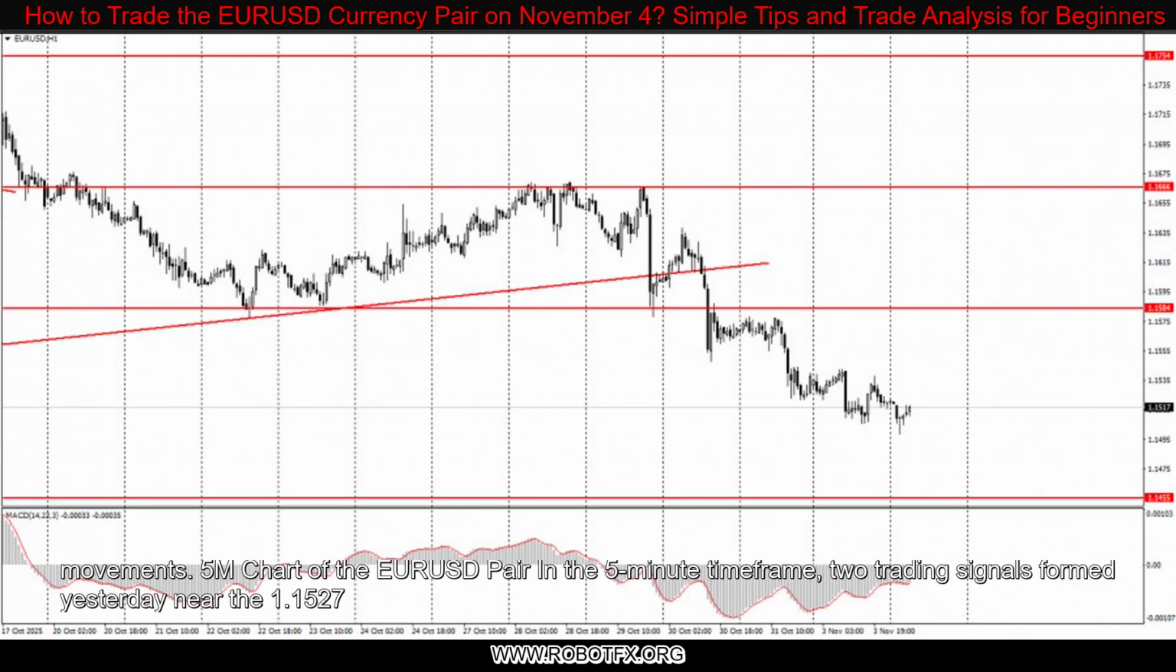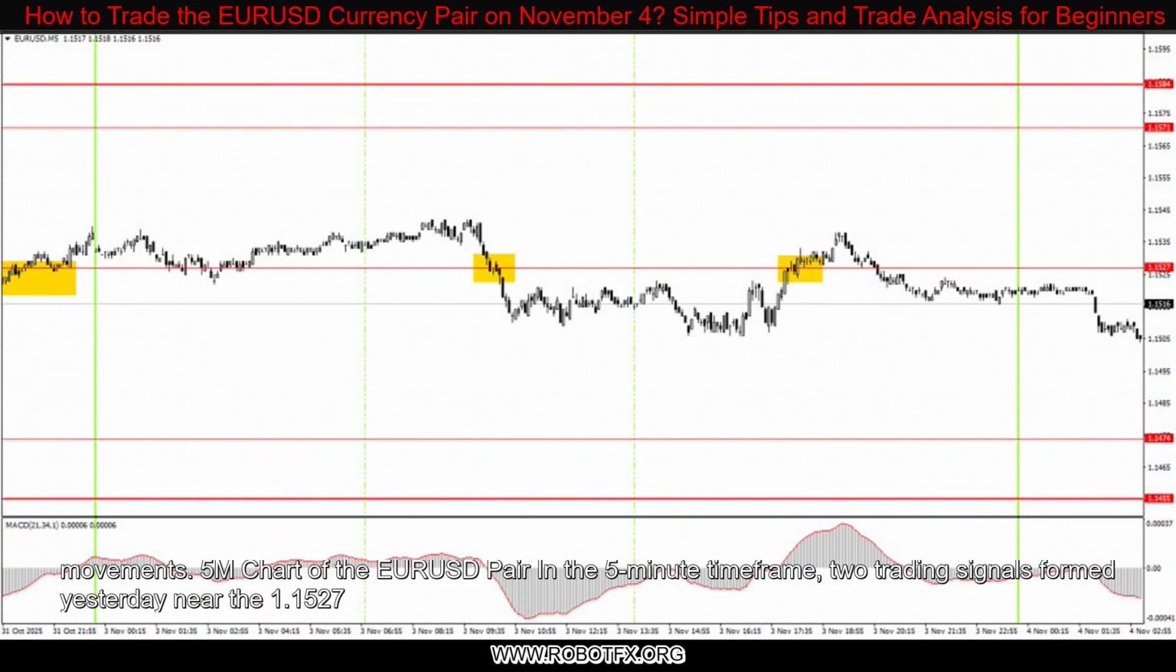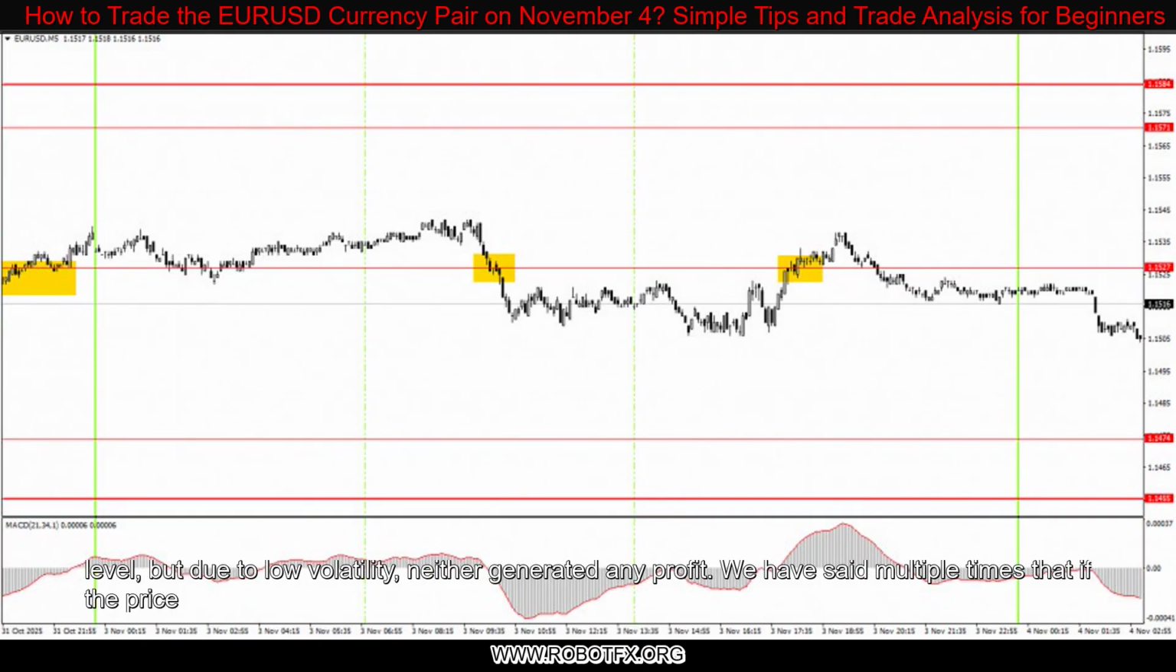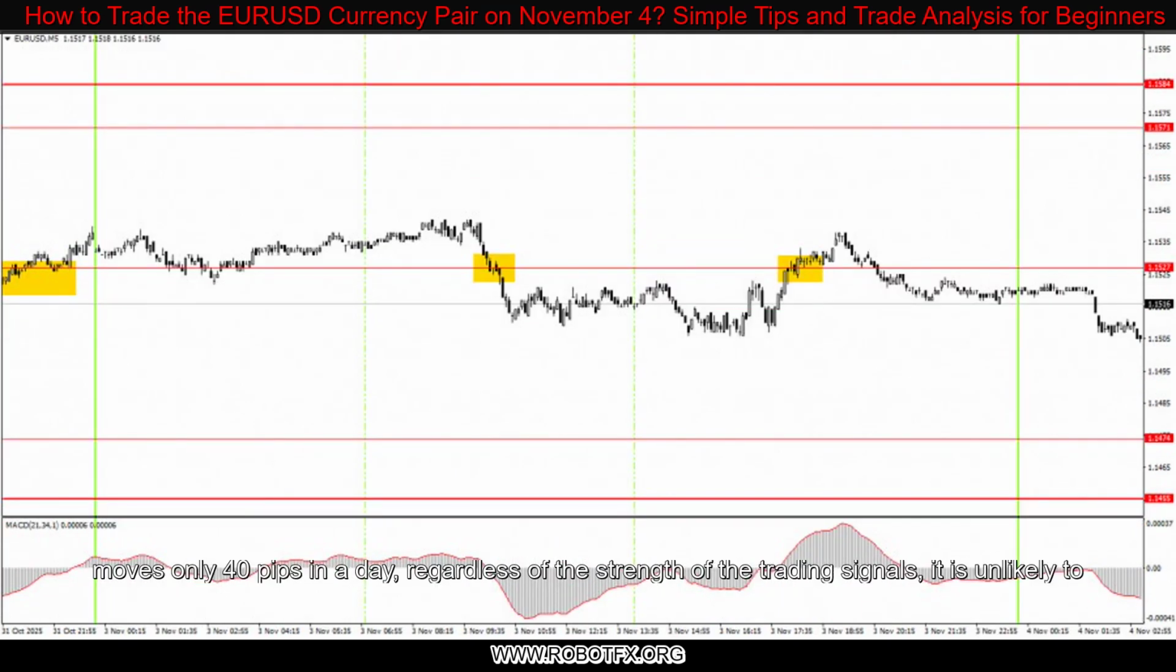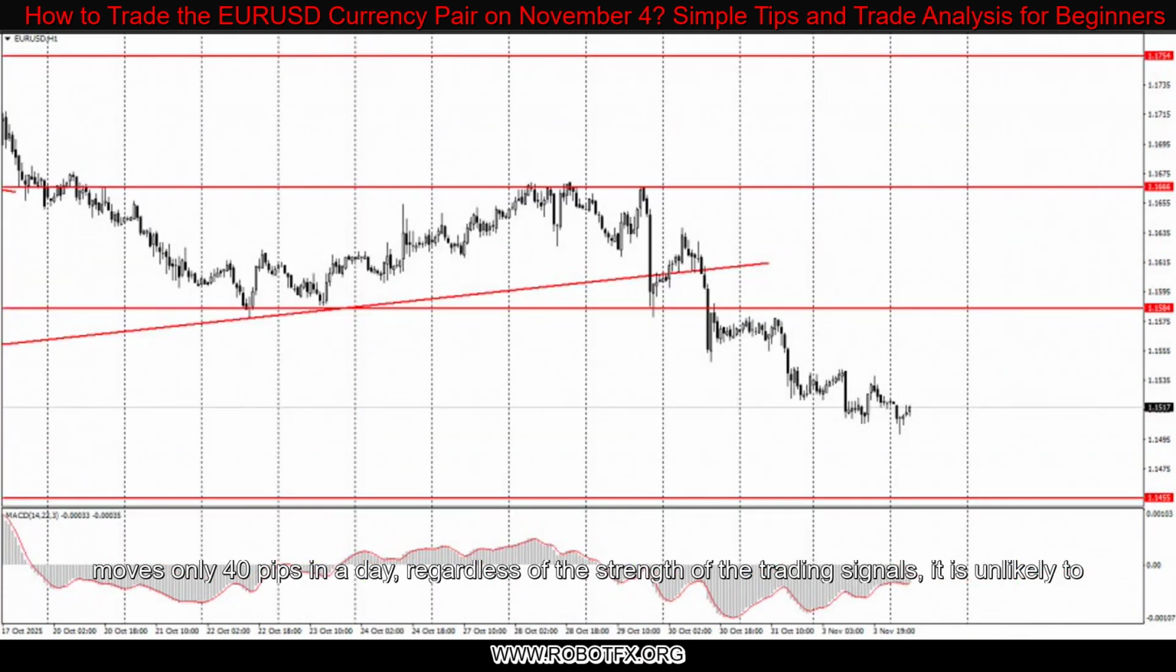5M chart of the US pair in the 5-minute time frame. Two trading signals formed yesterday near the 1.1527 level, but due to low volatility, neither generated any profit. We have said multiple times that if the price moves only 40 pips in a day, regardless of the strength of the trading signals, it is unlikely to yield profit. The market continues to push the pair down, despite the absence of any valid reasons for the move.